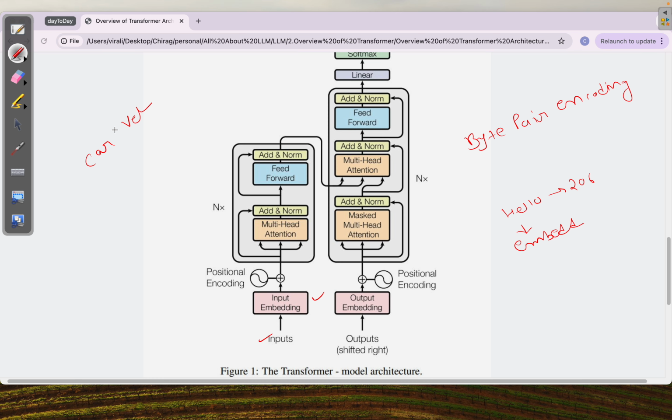So don't worry about it, this is only the brief. We are going to see in detail how all these things are working, right? So this is about the embeddings.